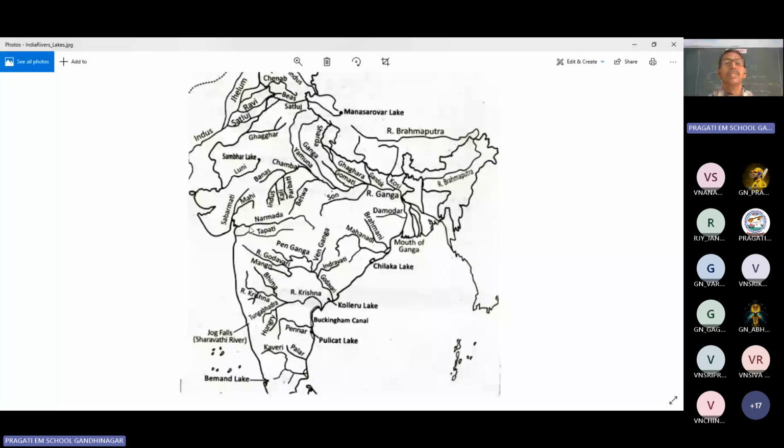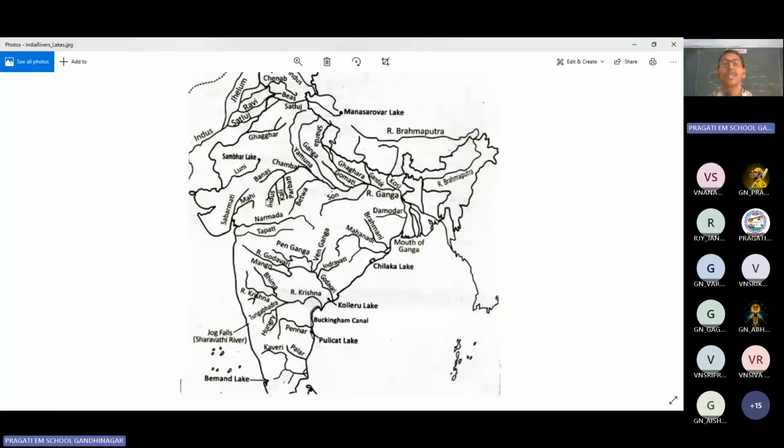Next here see the Sabarmati River, Mahi River. These are called west flowing rivers. Here Loni, it is called an internal river. It flows through the Thar Desert. Of course, the Loni River, these are called west flowing rivers. Mahi, Sabarmati, Loni, Narmada, Tapti, Tapi River. These are all called west flowing rivers.